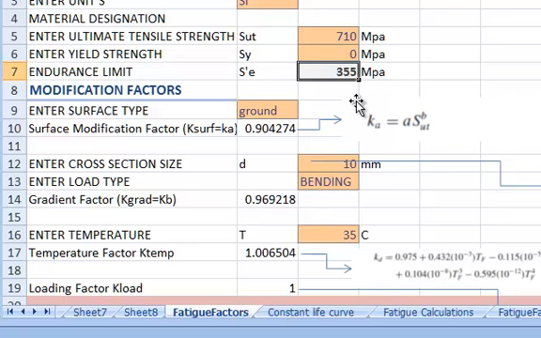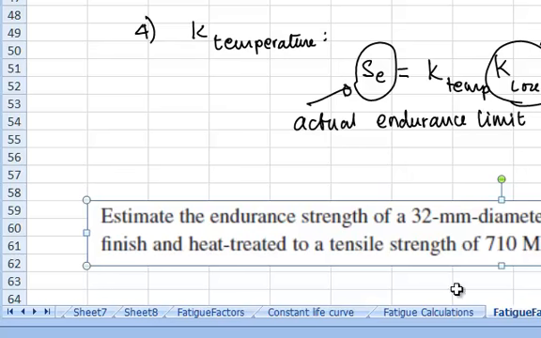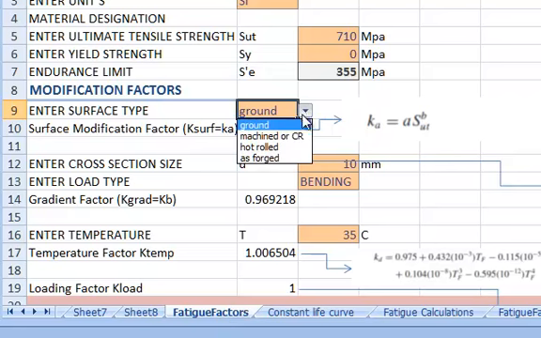Okay. So now we're going to do the modification factors. The first one is the surface modification factor. What are the kinds of things that we can do? We have ground finish, machined or cold rolled, hot rolled, or as forged. Can you see that? Those are the 4 items. So let us go back and check what we wanted. Can you see it's saying machined finish? So I'm going to go back here and pick machined finish.